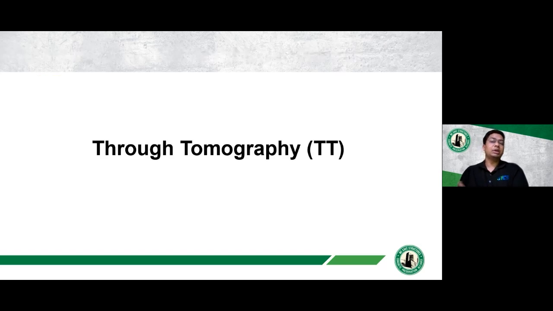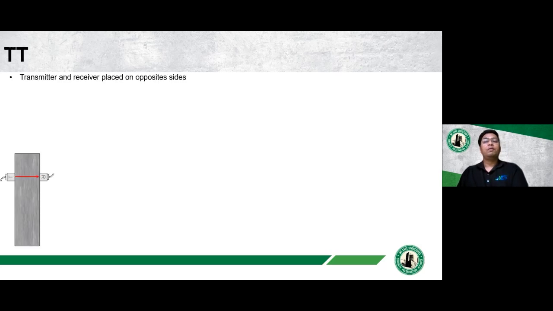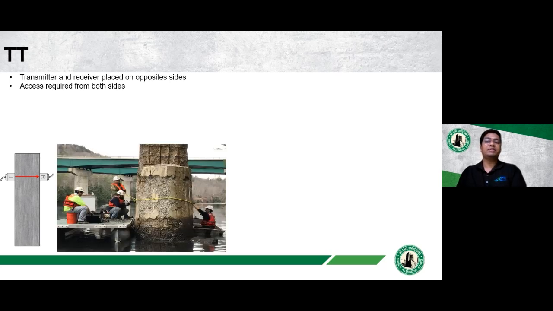And the last acoustic technique which I'll talk about is through tomography, where the energy source or the transmitter and the receiver are placed on the opposite sides of the concrete element. So access to both sides of the concrete is required. However, for this technique, the concrete section thickness should be known, and that is where the wave velocity traveling through the concrete can be calculated.